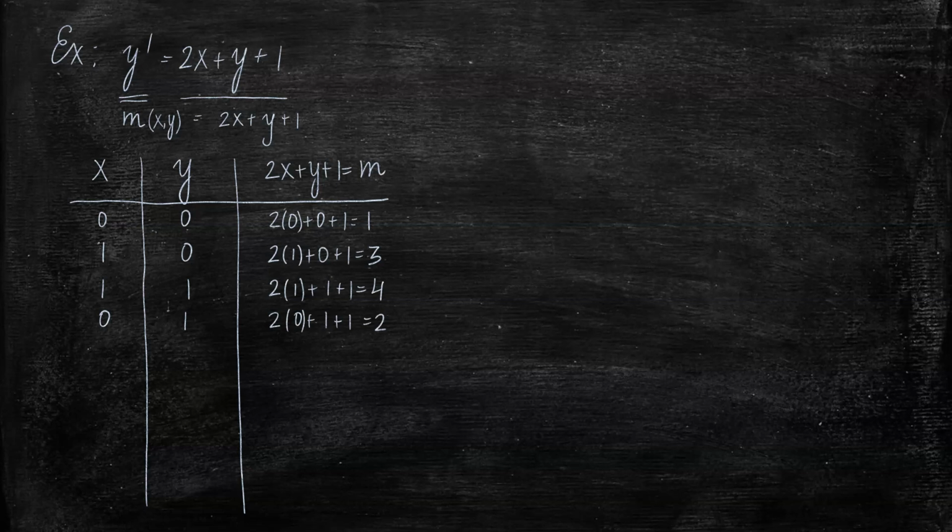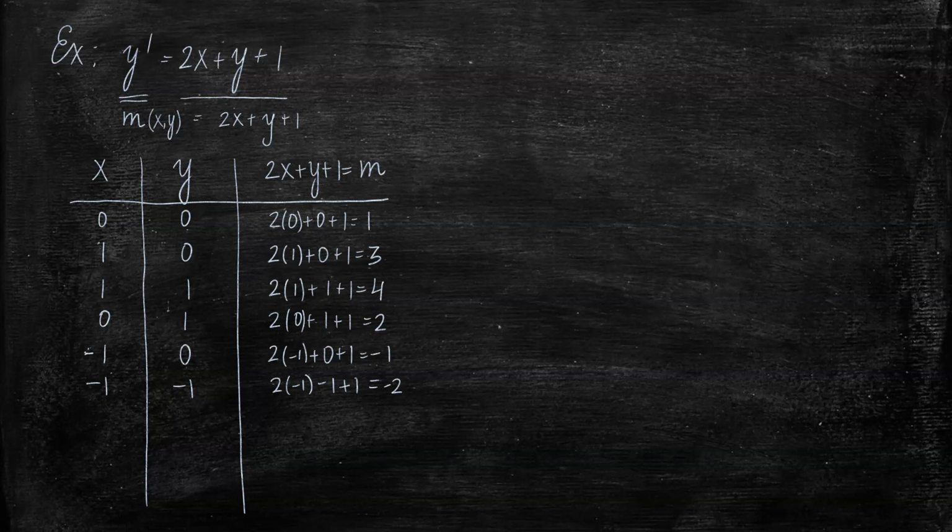And maybe we should try x equals negative 1 with y equals 0. So 2 times the negative 1 plus 0 plus 1. It's negative 1. And we should try negative 1, negative 1. 2 times the negative 1 plus negative 1 plus 1. And that's negative 2.